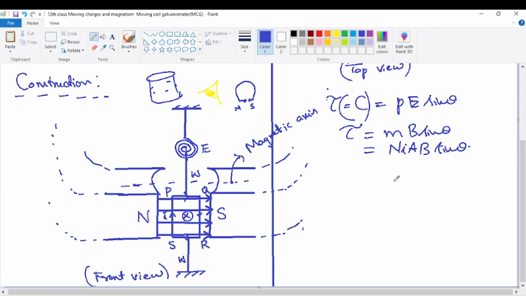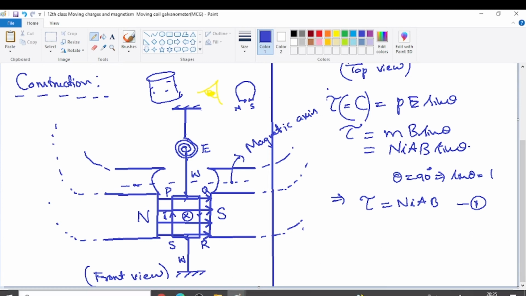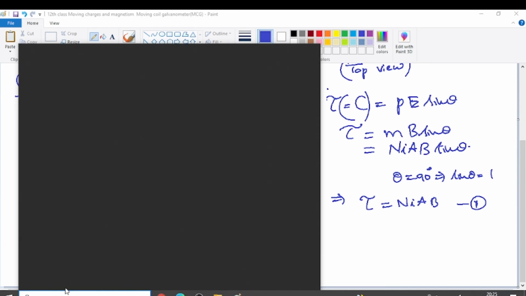So here always, theta is what? Theta is 90 degrees. That automatically means that sine theta is 1. So the deflecting torque is simply NIAB. This is the very first equation. Now, because the coil is coming to rest, coming to equilibrium, automatically it means that tau deflecting is equal to tau restoring. That's the next thing. Whatever we are seeing here is simple. Nowhere is any complication there.